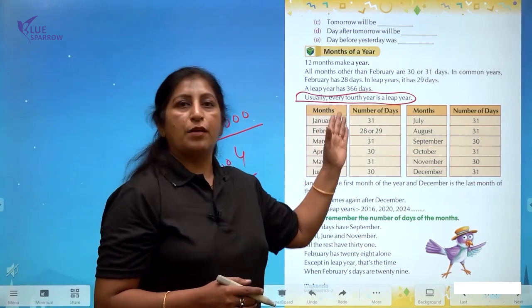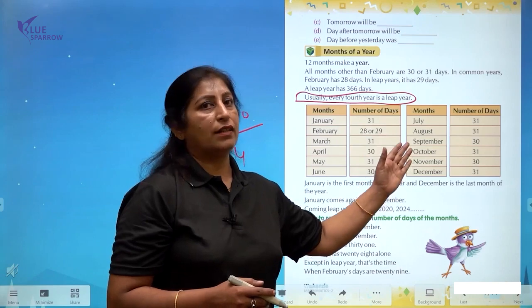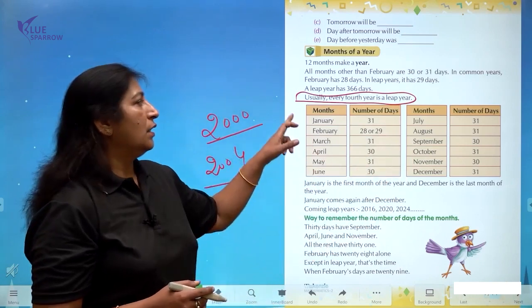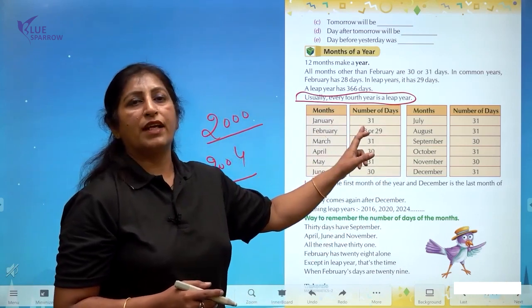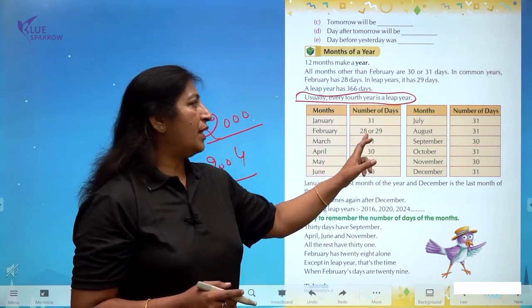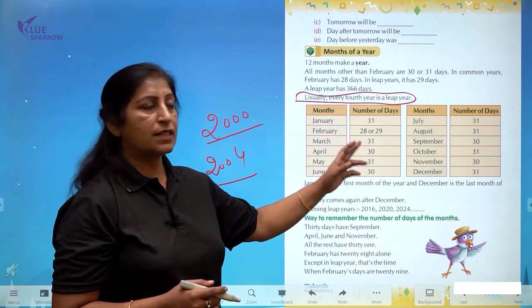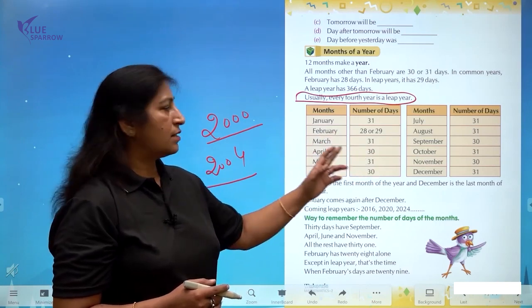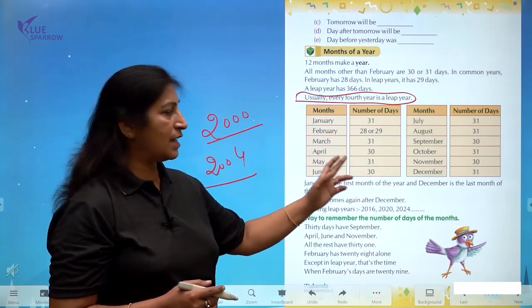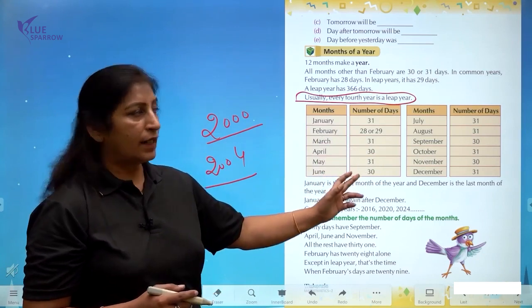Now we write the names of the months and the days that are contained in that month. January has 31 days. February has 28 or 29 days. March has 31 days. April has 30 days. May has 31 days. June has 30 days.